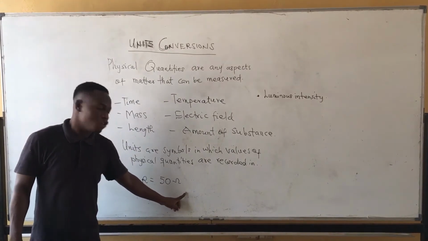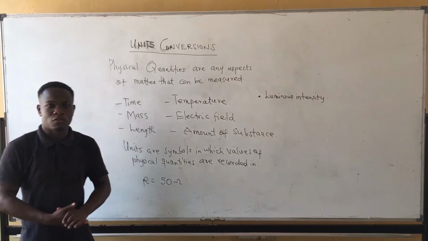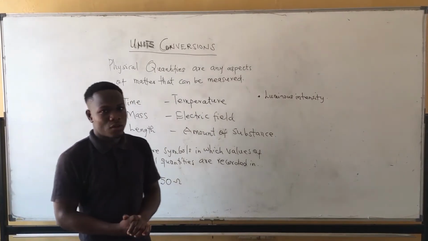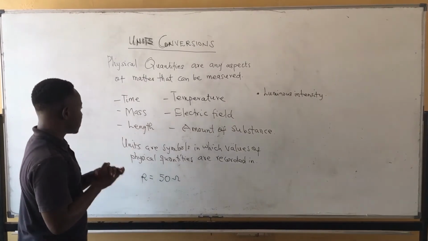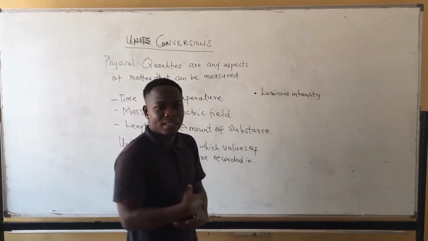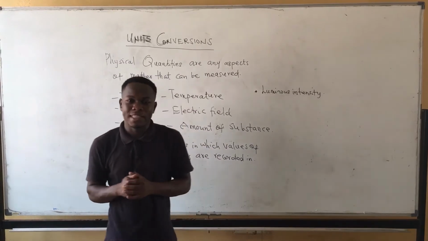Okay, so this is a unit. Ohms is a unit. It's a derived unit for electrical resistance. Okay, so now that we have finished talking about physical quantities and units, let's go a bit ahead and talk about the types of units.